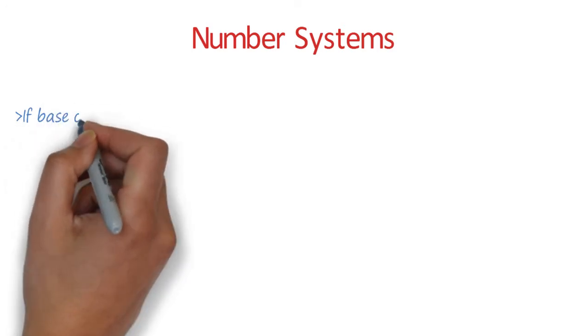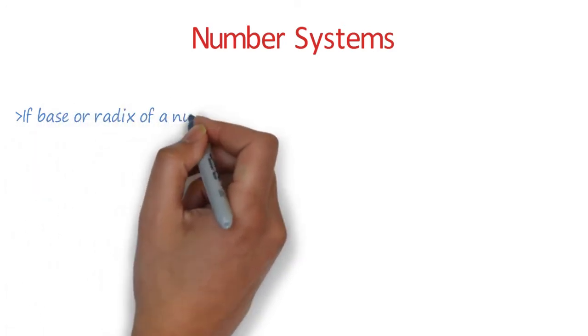Different computer systems, microcontrollers, digital systems, and microprocessors use different types of number systems for their communications. So for interconnection or intercommunication between these devices, we need to study these number systems.